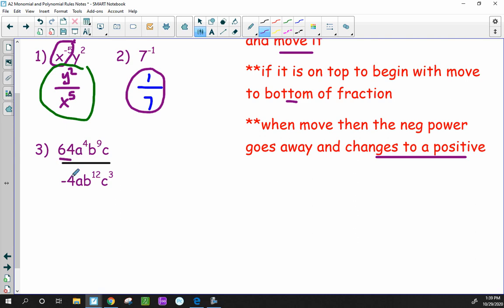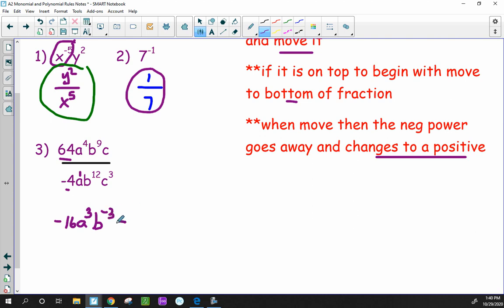I'm going to divide these coefficients. 64 divided by negative 4 is negative 16. And then I'm going to drop my a down, and I'm going to subtract 4 minus 1 to get 3. I'm then going to focus on my b's. I have 9 and then a 12, so I'm doing 9 minus 12. 9 minus 12 is negative 3.